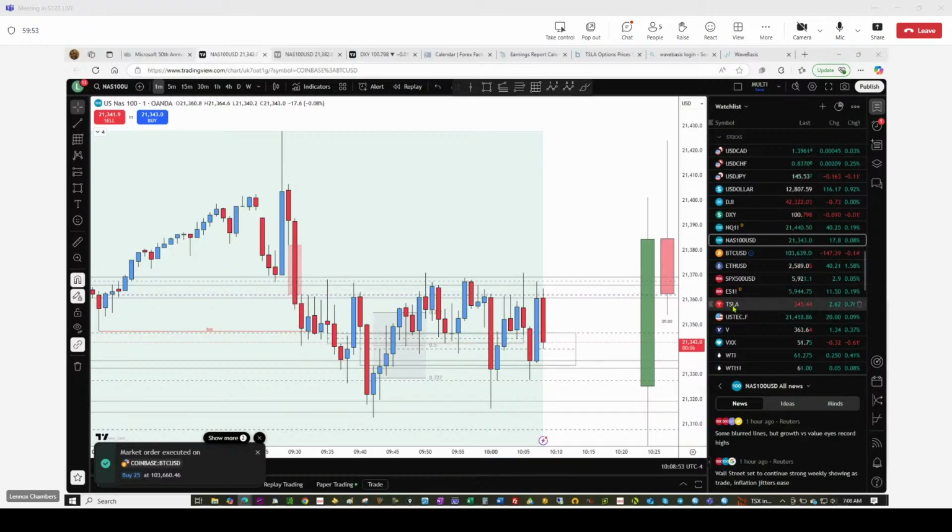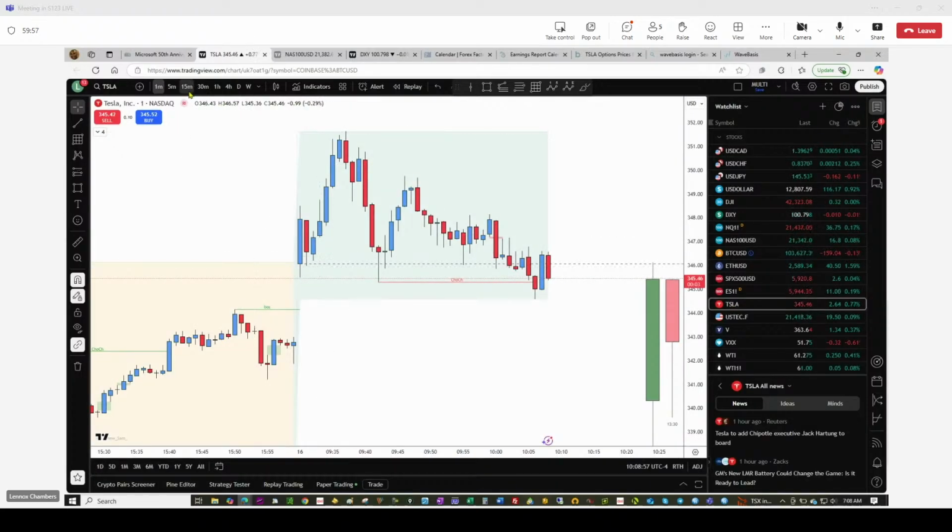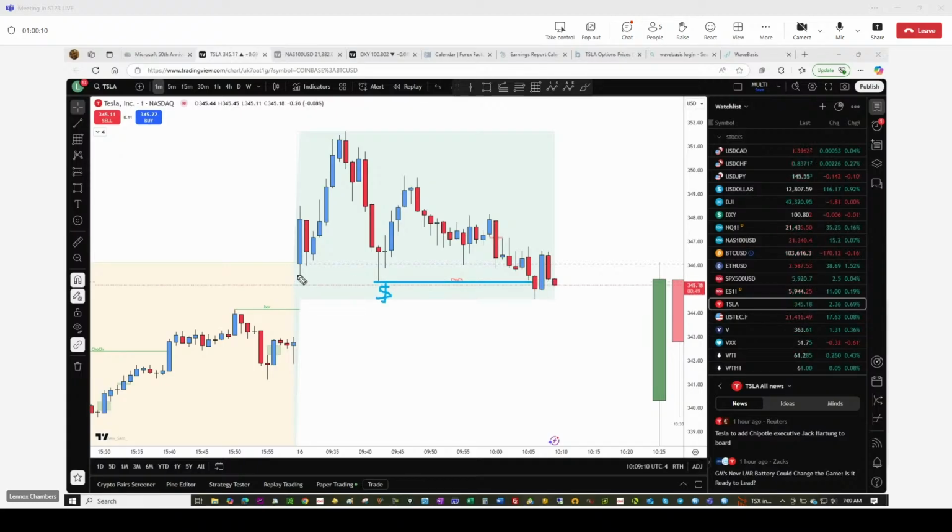See how Tesla, Peter is very quiet, so he must be playing Tesla here. So Tesla opened up with a pop, went up, and it's coming back down. So you can see with Tesla, they have swept out these buyers here, and we come back into the opening gap.